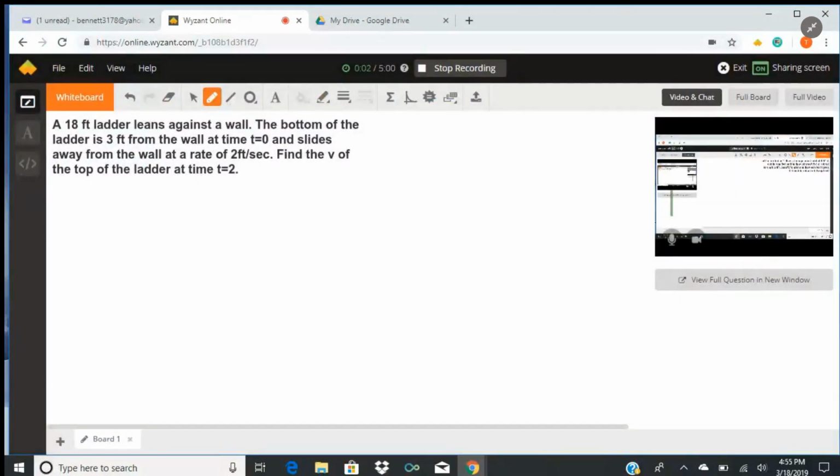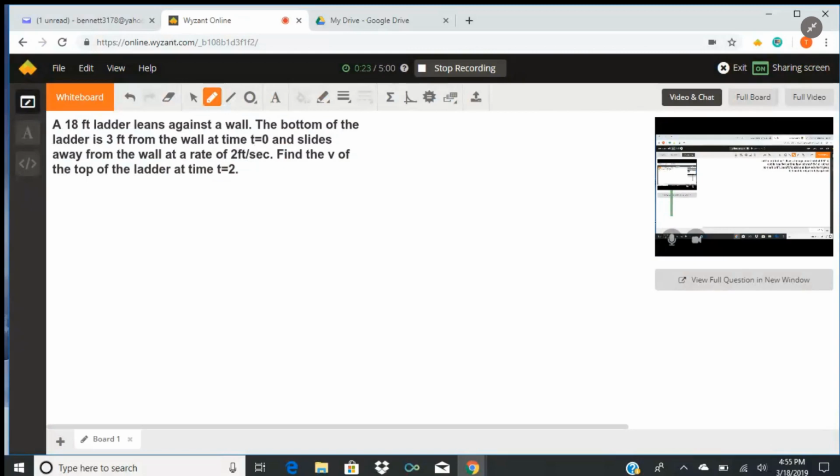Okay, this is a problem sent in by Chelsea R. on 12/12/18, last December the 12th. It says an 18-foot ladder leans against a wall. The bottom of the ladder is 3 feet from the wall at time t equals 0 and slides away from the wall at a rate of 2 feet per second. Find the v, that is velocity of the top of the ladder at time t equals 2.